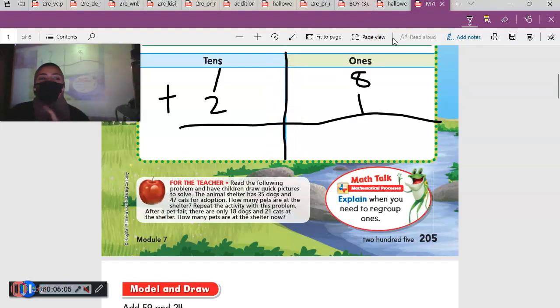Now what do we add first, ones or tens? Ones. What's 8 plus 1? 9. Very good. What's 1 plus 2? 3. What's my answer? Did I have to regroup here? No. See, 9 is a one-digit number. I don't have to bring anything over to the tens place. If it was a two-digit number, then you'd have to bring it to the tens place.